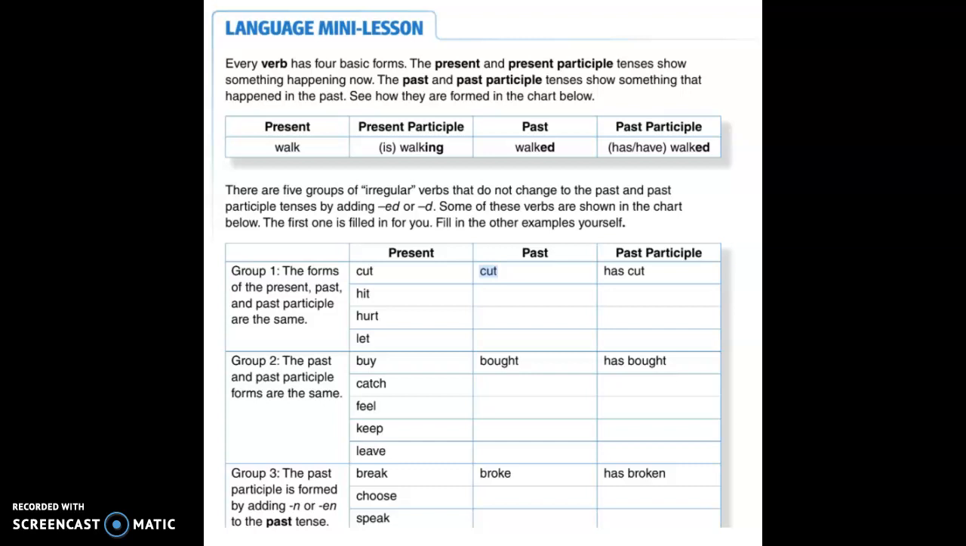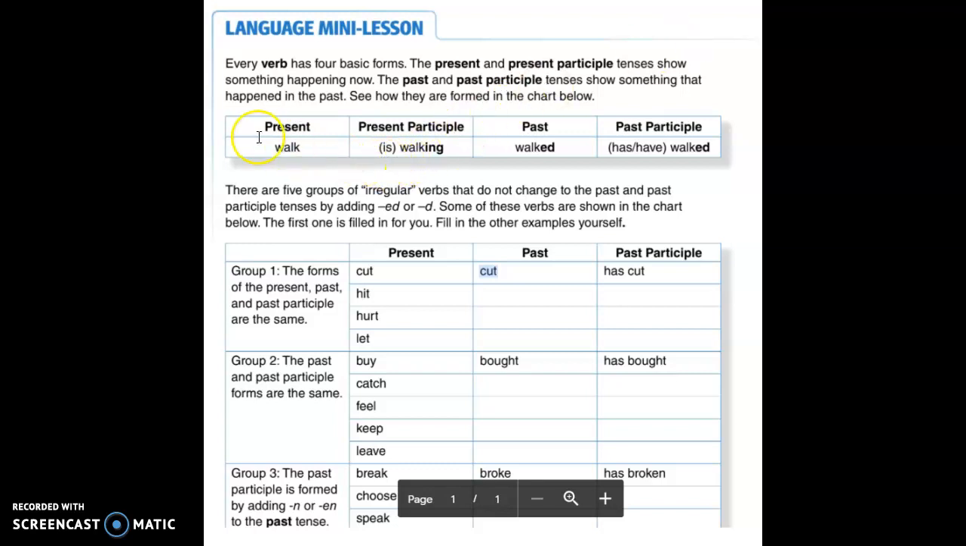Today we're going to work on a language mini lesson that is found in Unit 14 of your Inside the Text book on page 250. So this language mini lesson is dealing with the four basic forms of a verb. The present and present participle tenses show something that's happening now, and the past and past participle tenses show something that happened in the past.